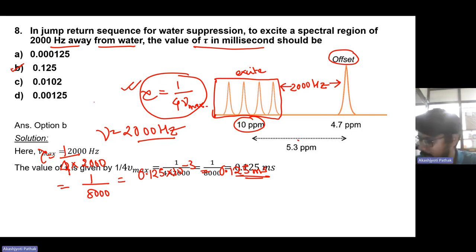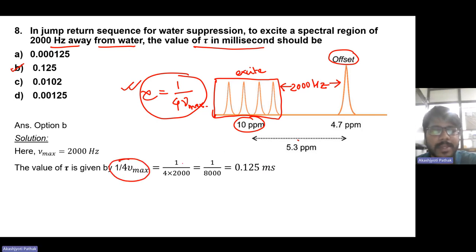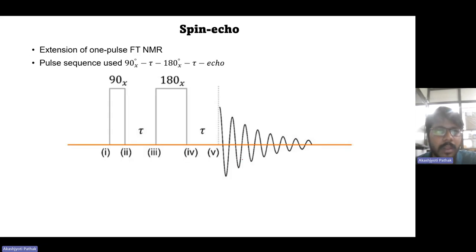Yeah. So we'll look at the solution once again. Here the spectral frequency, the frequency that you want to excite, is 2000 hertz away from the offset frequency. And so you can get the value of tau by using the formula, which is given by 1 by 4 times nu max. So 1 by 4 into 2000, 1 by 8000, you will get 0.125 milliseconds.